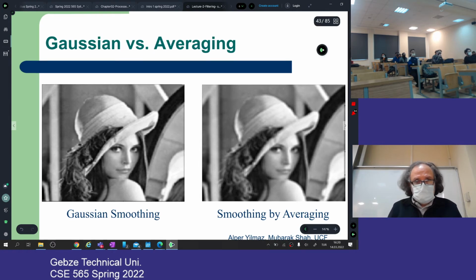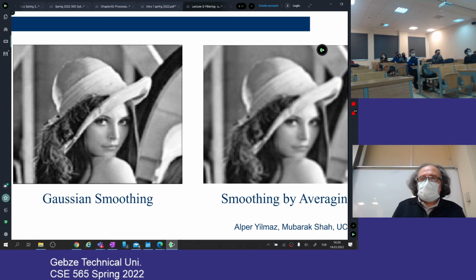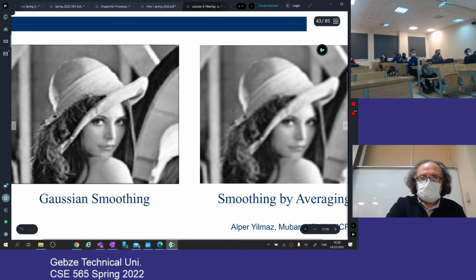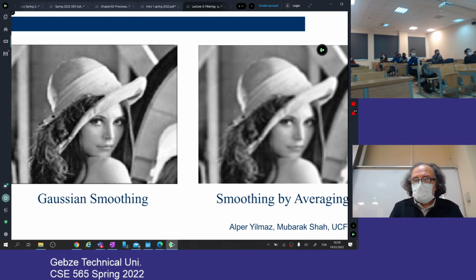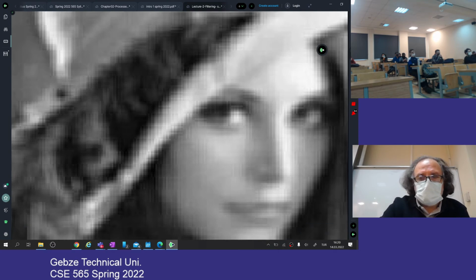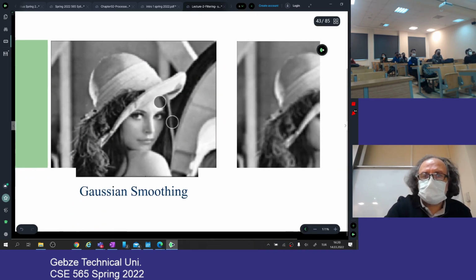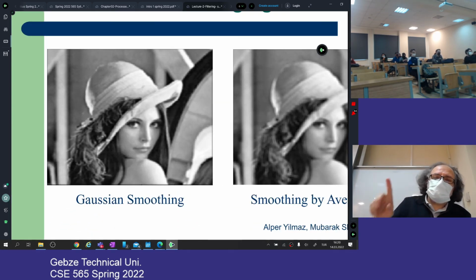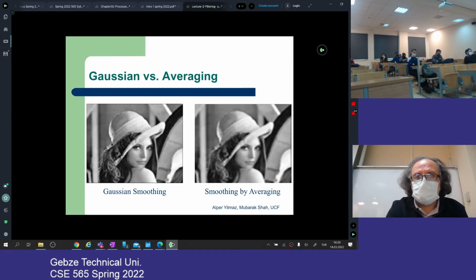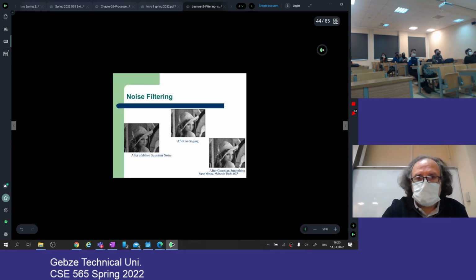These are the same filter size, but one of them is an averaging filter, the other one is a Gaussian filter. As you see, some parts are jaggy here, around the eyes. You don't see that jagginess on this one, especially with objects with corners. So we prefer Gaussian smoothing most of the time.